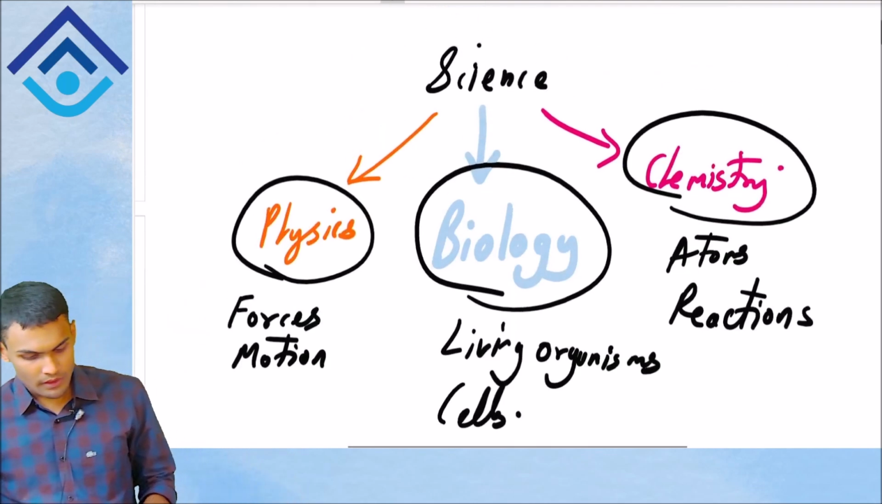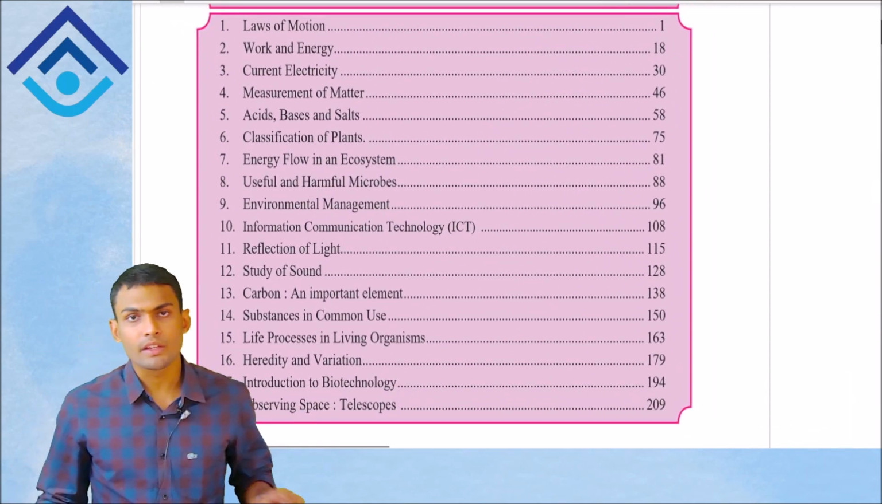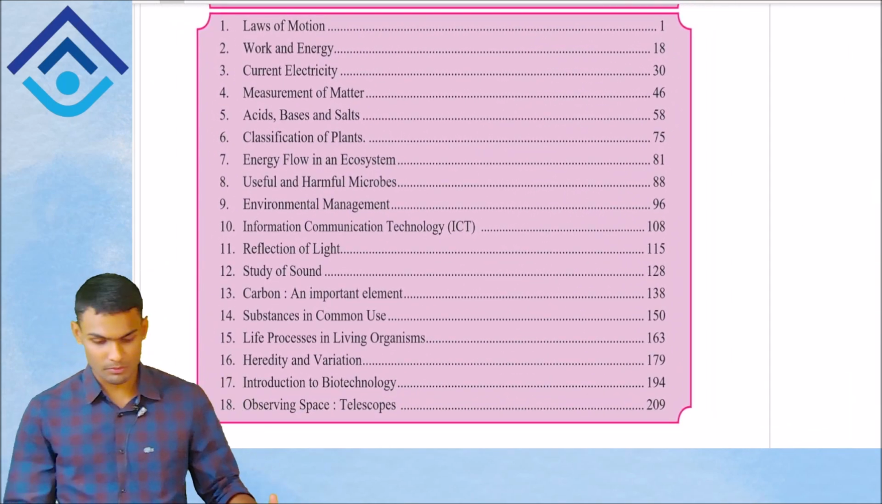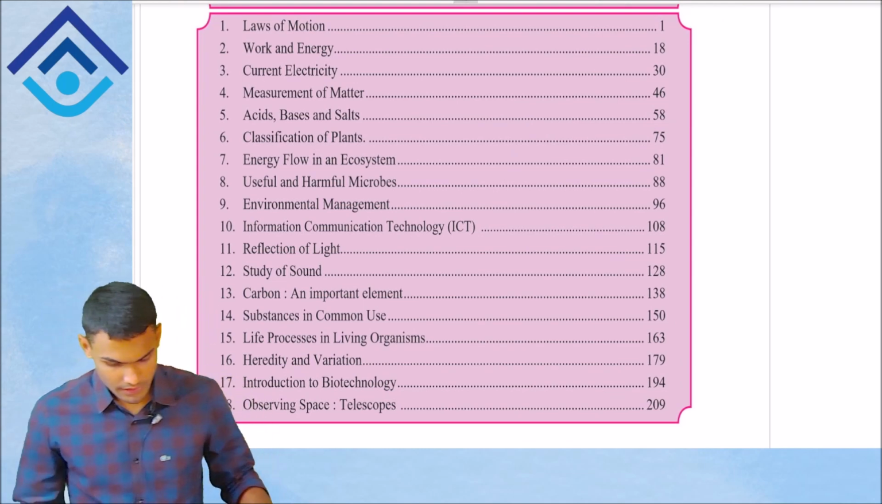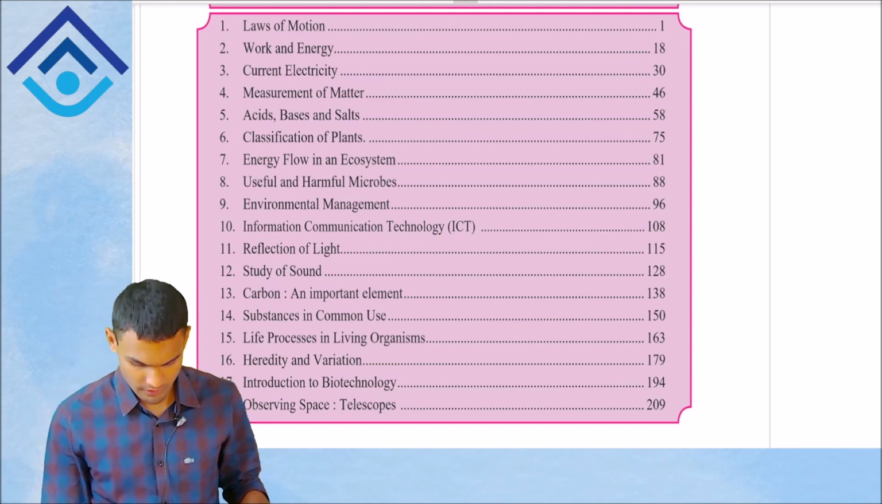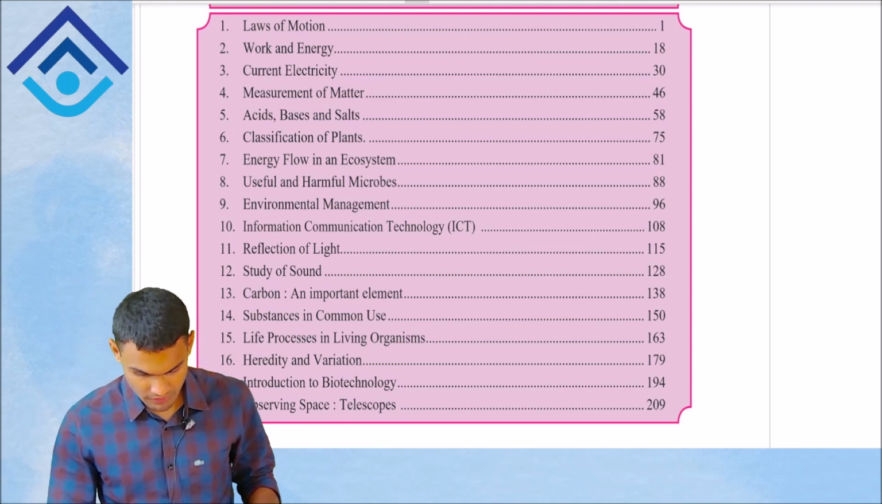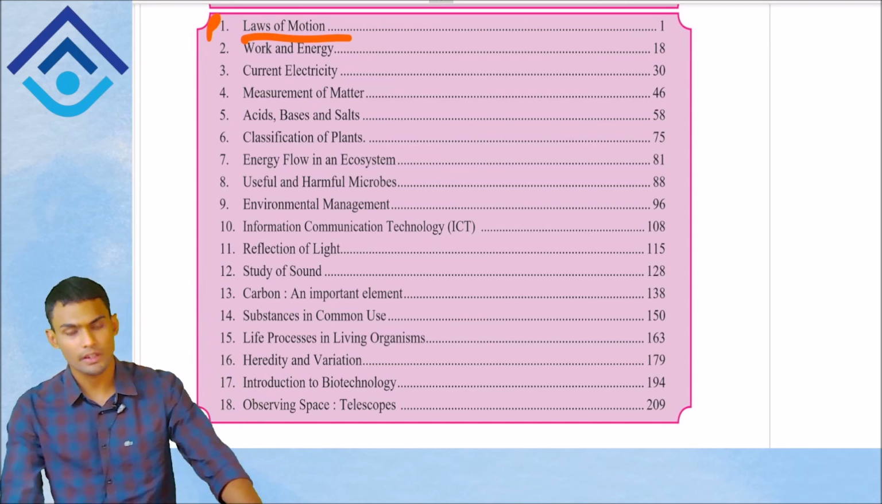If you look at your entire syllabus, it's not mentioned over there what is physics, what is chemistry, what is biology. But if we look into it in a much deeper context, you can see the subject names, and based on that we can understand which is physics, which is chemistry, which is biology. The very first chapter is the physics chapter, and that is what we are going to start with today. Laws of motion. Beginning with your very first chapter, laws of motion.